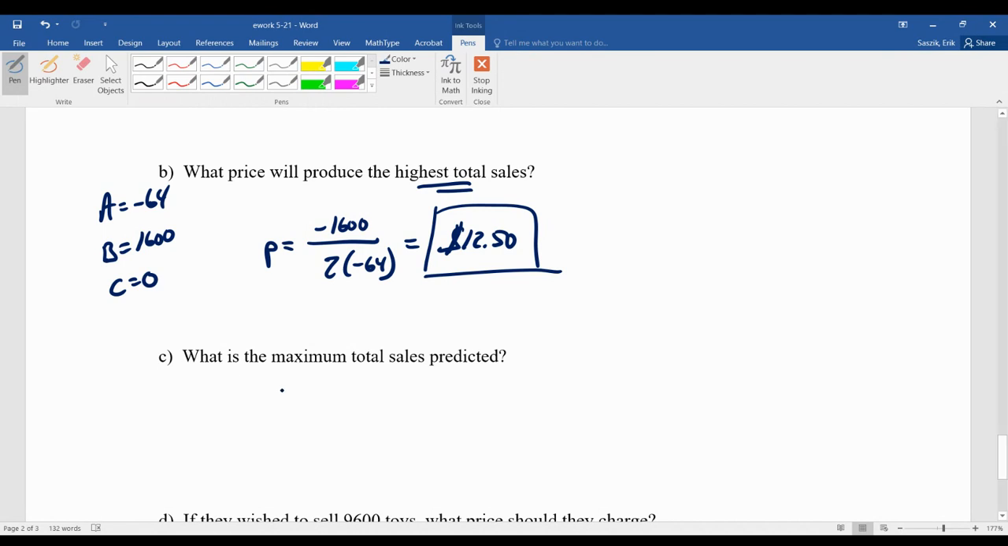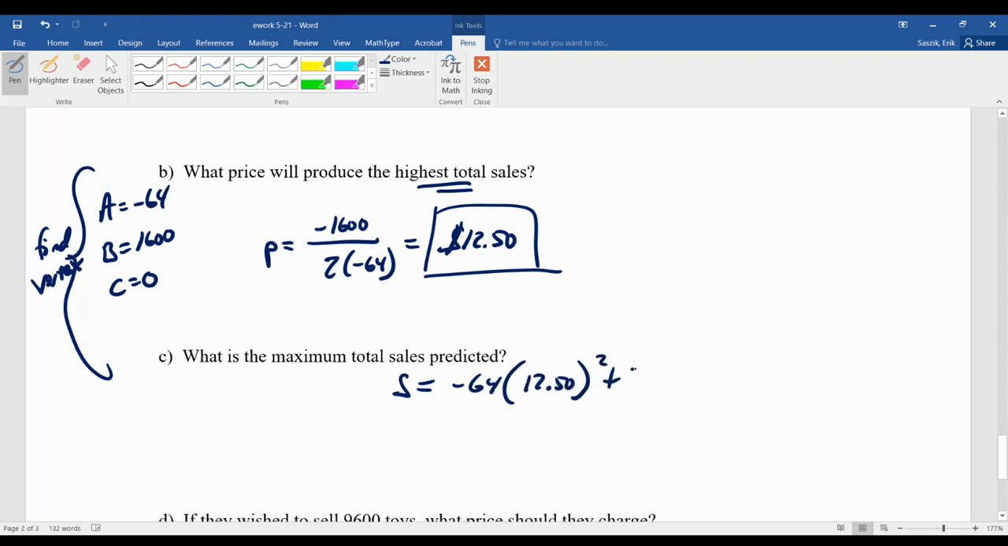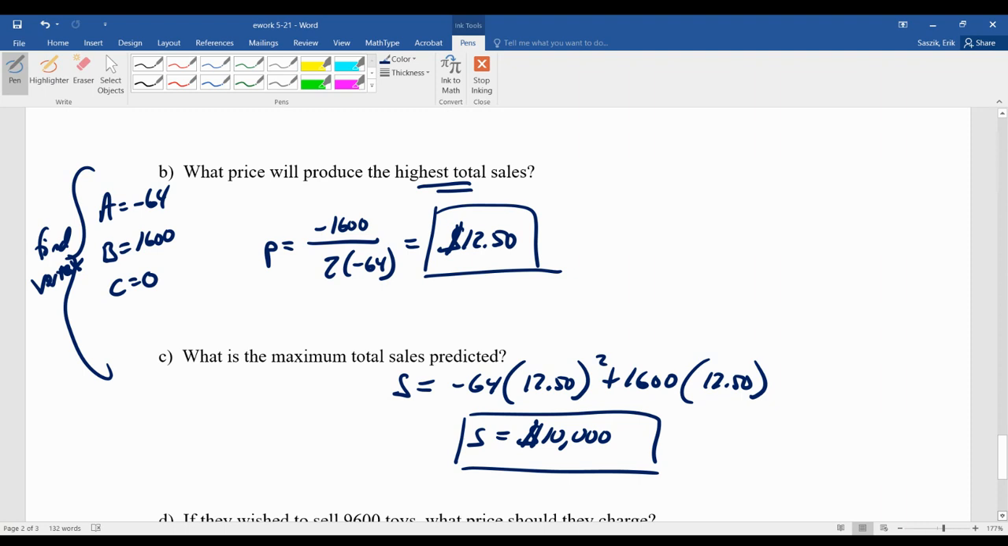Here, let's look at part C. B and C really go together. These both involve just finding the vertex. So what is the maximum total sales predicted? Now, of course, we just want to take that 12.50 and plug it in. We're going to have to use our calculator to help us out here. And if you use your calculator, this comes out to exactly $10,000. And that's what you want in business typically, right?